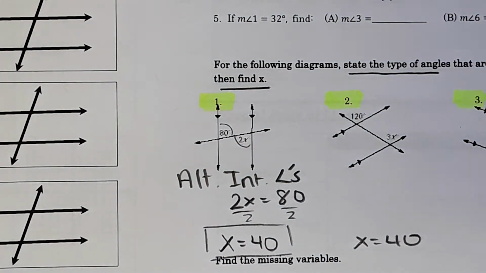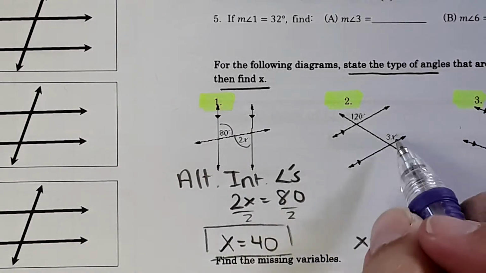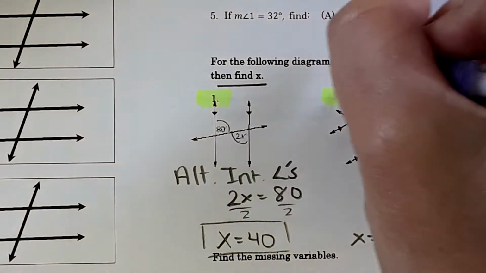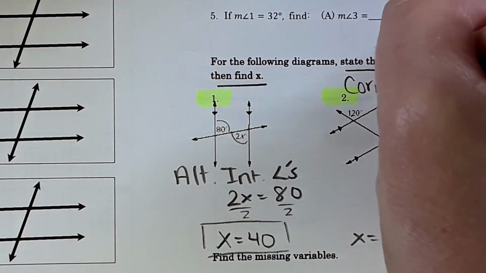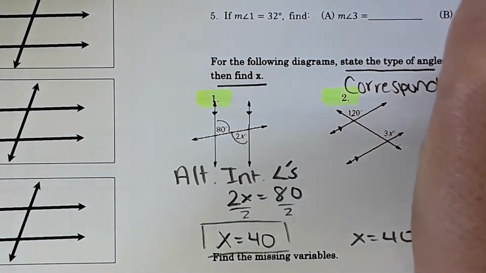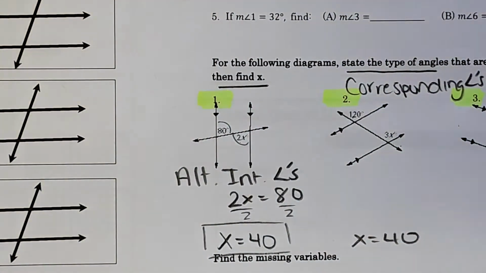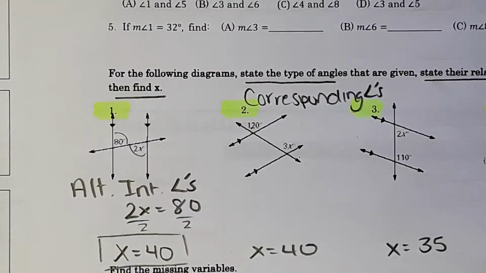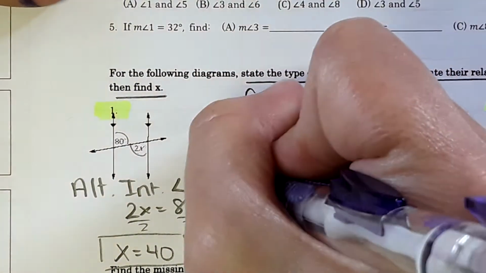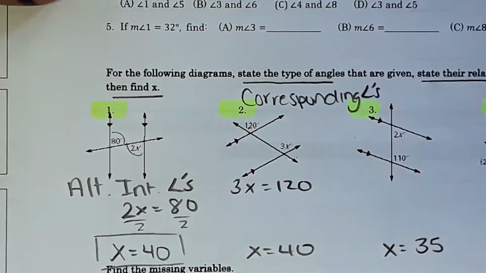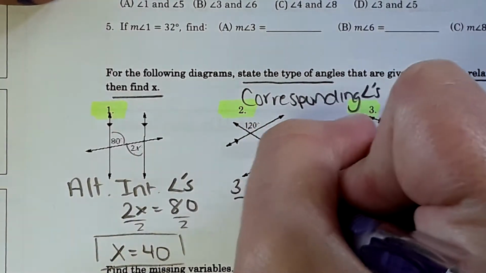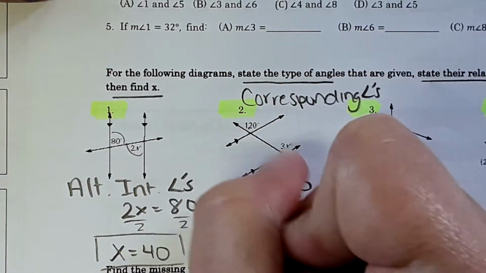Good job. Then, number 2, we have corresponding angles, so you'd want to label it corresponding. Corresponding angles are congruent, so you can put 3x equal to 120, and divide both sides by 3, and that's where you get x equals 40.